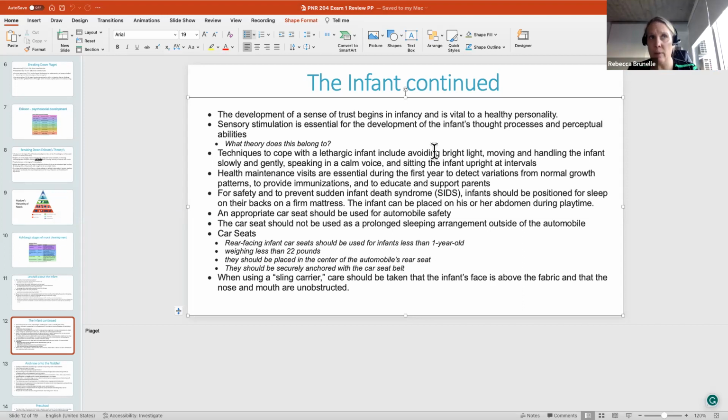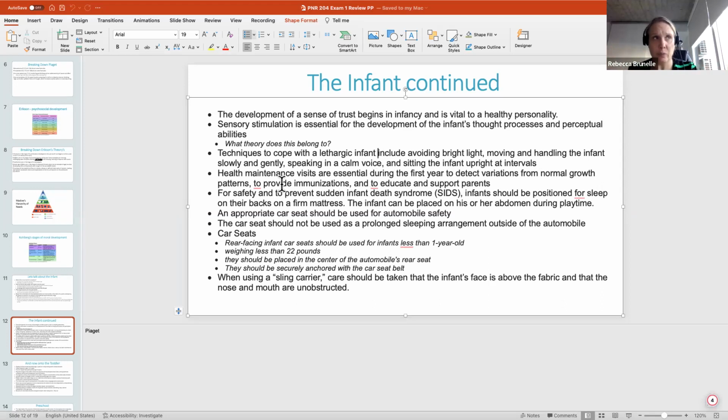So you're going to avoid bright light. You're going to move them slowly, speak to them gently, in a calm voice. And you also want to reposition them. You don't want to just leave them flat and not exposed to any stimulation, but expose them to stimulation slowly and gently. So, having them sit upright at intervals and having them lay down, but not in an environment that's full of bright lights and loud noises, etc. So this phrase, lethargic infant, refers to an infant that's overstimulated and doesn't want to interact with their environment.